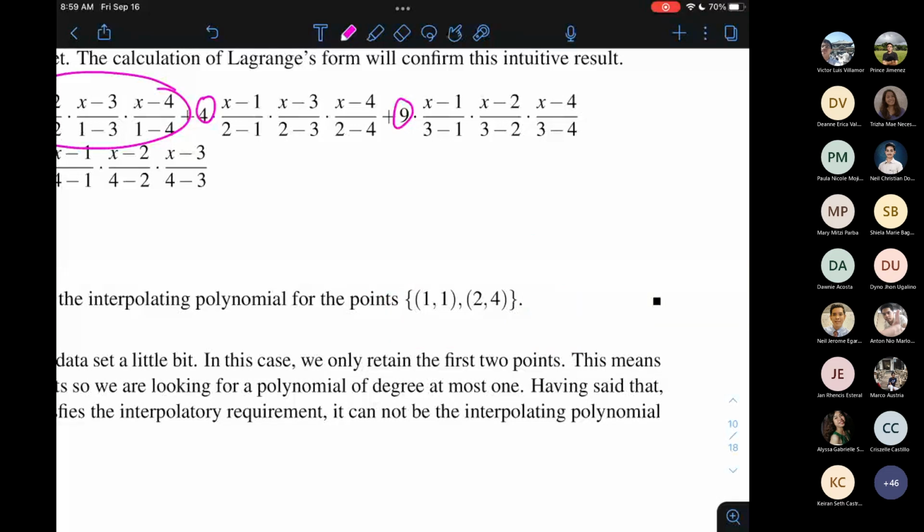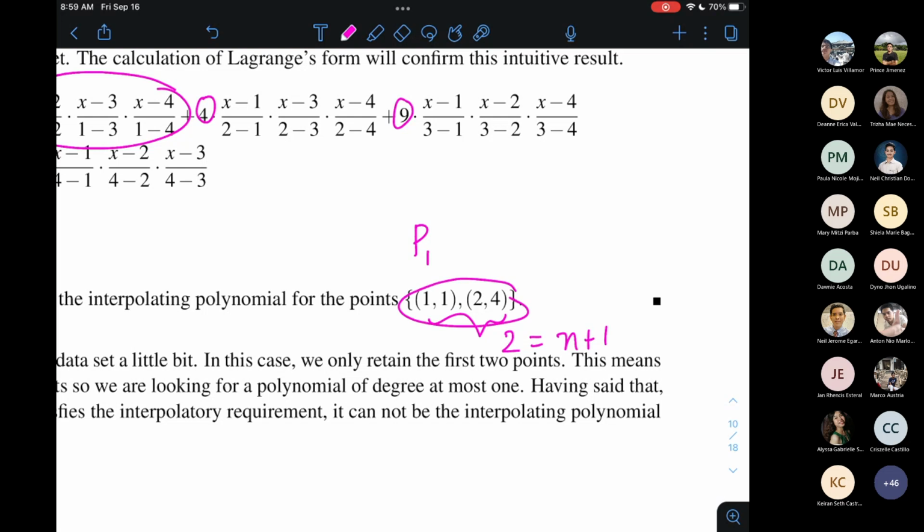Ang hinahanap nating algebraic interpolating polynomial ay degree no greater than 1. Right? Kasi meron kang 2 points. So, ang n plus 1 natin ay 2. So, n is equal to 1. So, the AIP we're interested in is no more than degree 1. So, ibig sabihin, at most linear lamang yung AIP natin dito.